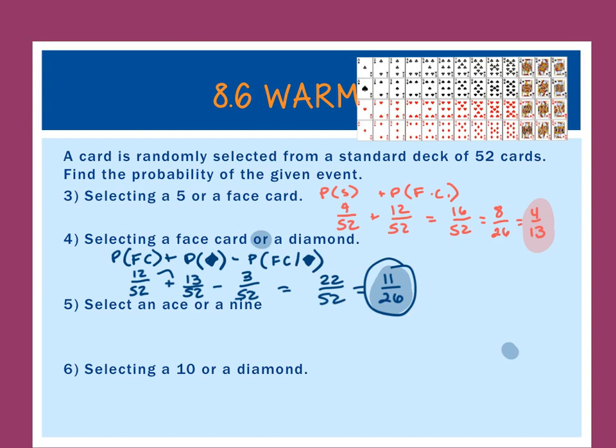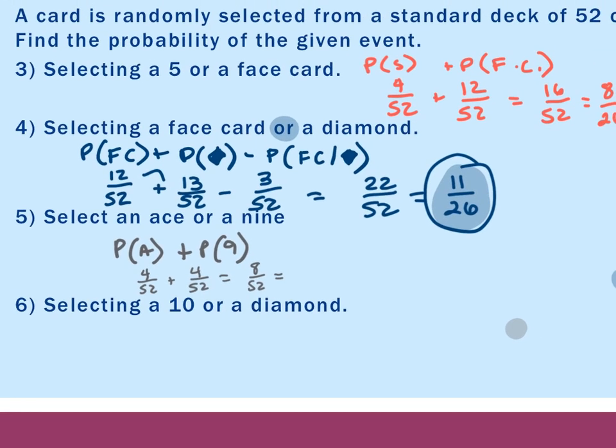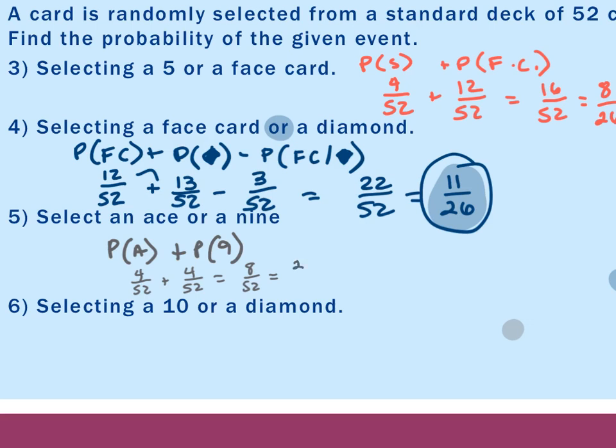Questions on that one? All right, number 5, select an ace or a 9. Is it possible to be both an ace and a 9? No, these are mutually exclusive, so it's probability of an ace plus the probability of a 9. What's probability you pull an ace? 4 out of 52, a 9, 4 out of 52. I get 8 out of 52, 2 out of 13, thank you. And the last one, a 10 or a diamond.